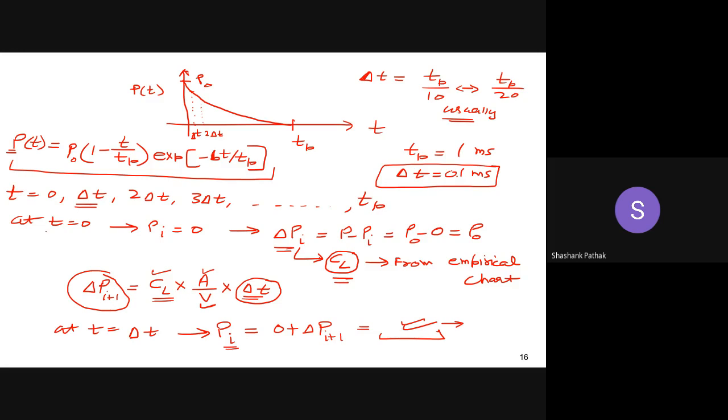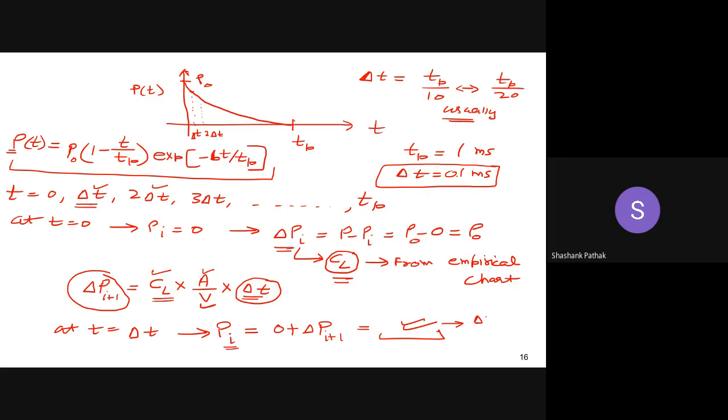Because now we have the second time step, we have to move on to the third time step. So Shiva, can you tell what will be the next step? What do we want to compute now for the third time step? Yes, sir. Again, PI is equal to delta PI plus 1 plus delta PI plus 2, sir.